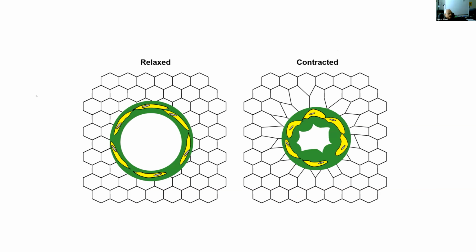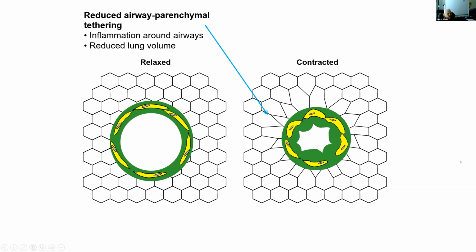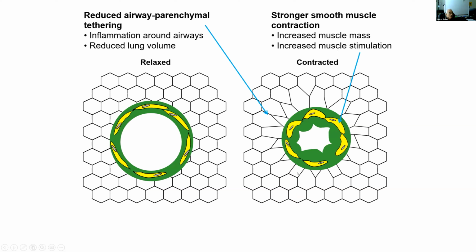So you can say that when an airway embedded in parenchyma goes from relaxed to contracted, there are all these factors that can be responsible for how much it contracts, like the parenchymal tethering of the airways may be reduced. The smooth muscle may be stronger, but it may also have increased stimulation because of increased delivery. And you can also have thickened airway walls with inflammation and edema. Which of these is relevant in human asthma?